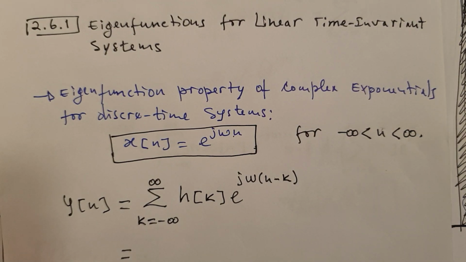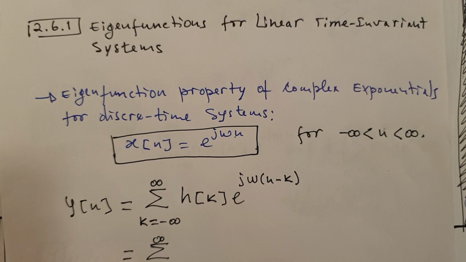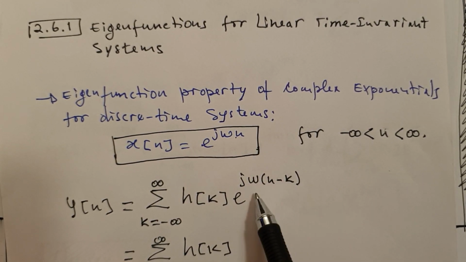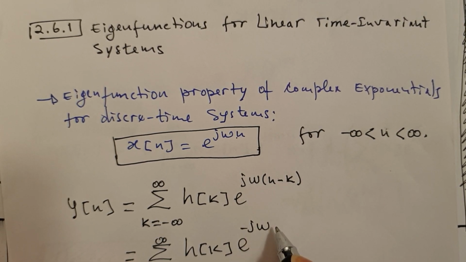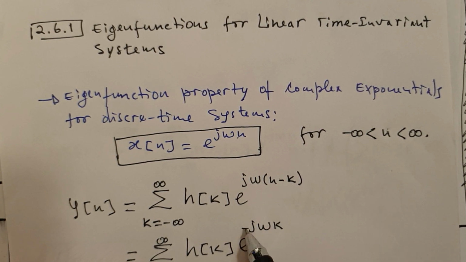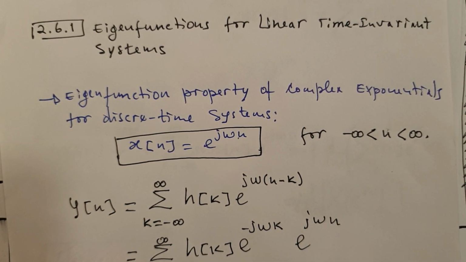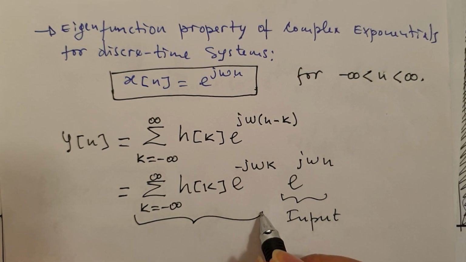So if I apply the same idea here, then I will have a sum, k varying from minus infinity to infinity of h of k. Now I will move this k here, e to the minus j omega. This minus came here, and then I put the other part here. So I had s before, so this is the input.